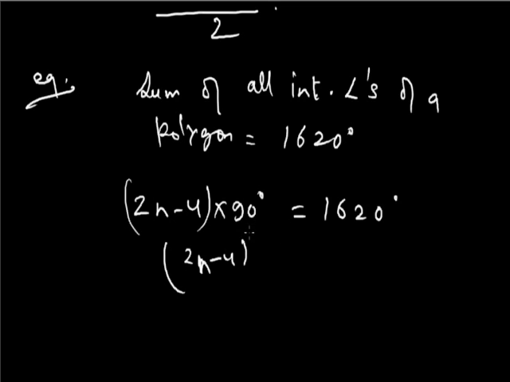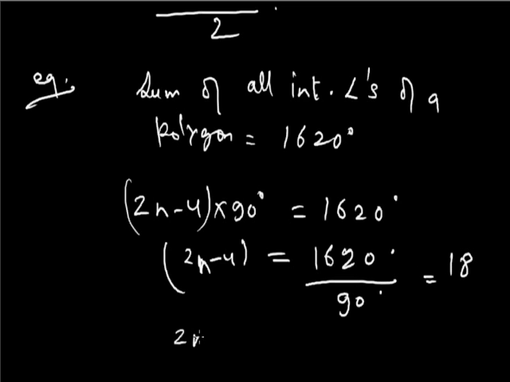Here the 90 is in multiplication, so it goes on the right-hand side in division. So 1620 degrees divided by 90 degrees, we will get 18. So 2n minus 4 equals 18. That's why 2n is equal to 18 plus 4, which is equal to 22. That implies n is equal to 11, or 22 divided by 2. That means the number of sides of that polygon whose sum of all the interior angles is 1620 is 11.